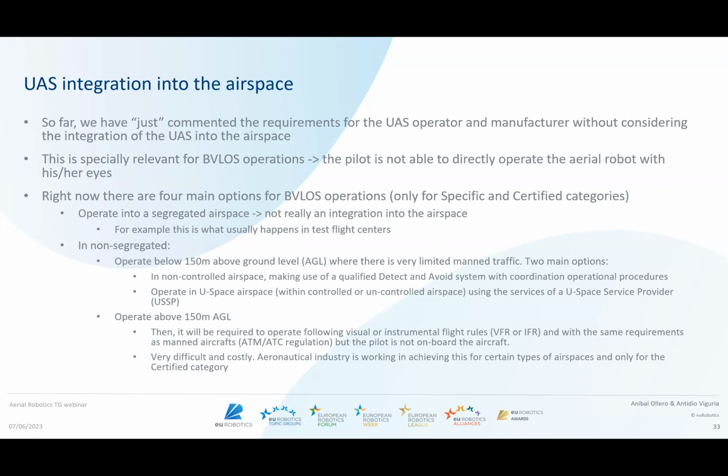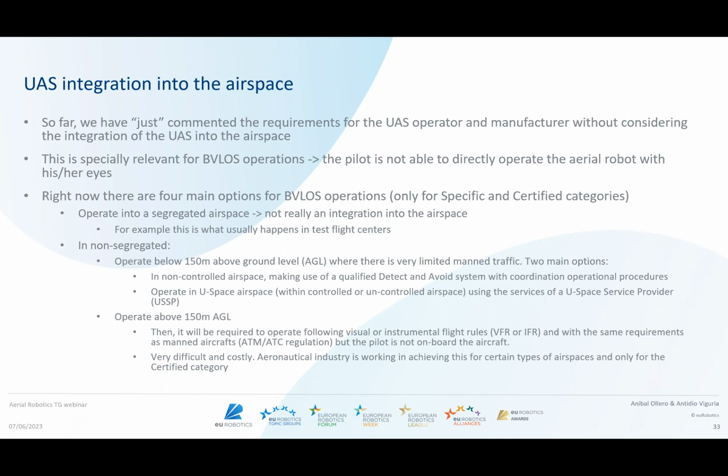This is more my personal opinion. I can see 4 main options for BVLOS operations in the specific and certified categories, because in the open category you cannot fly long distance, it's only VLOS. The first option is to operate in segregated space. Actually, this is not real integration. You have a part of the airspace that is only for you, and since it's segregated from other aircraft and nobody else can fly there, it's safe to fly long distance. This usually happens in flight test centers, as I mentioned earlier.